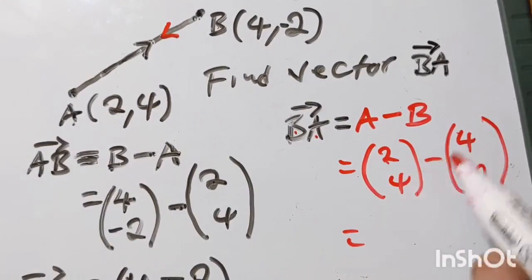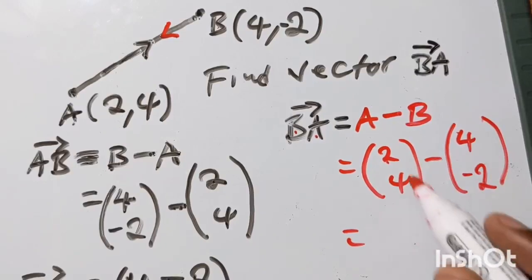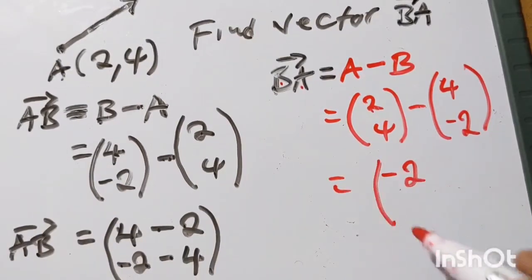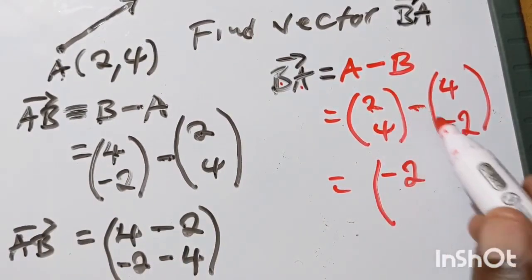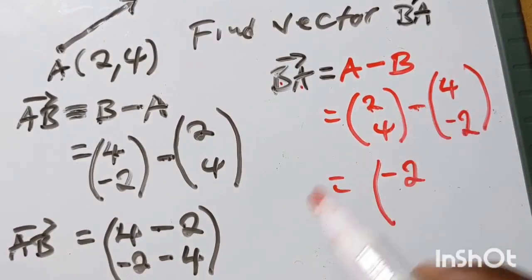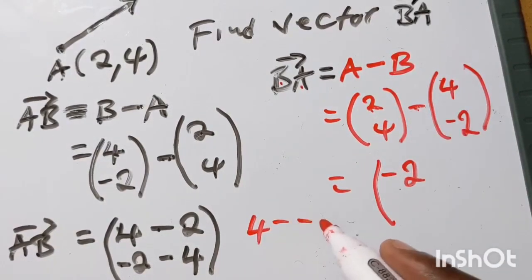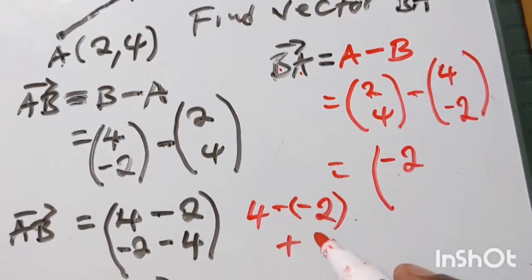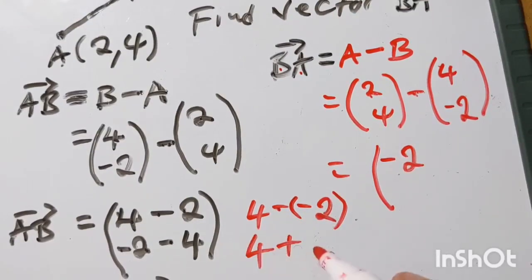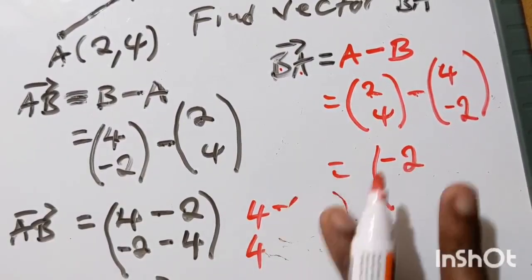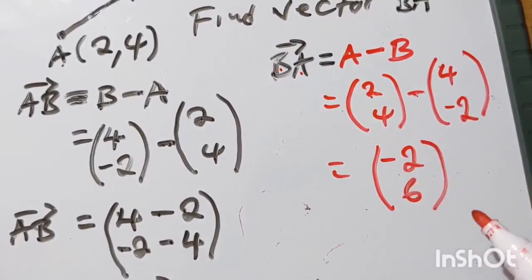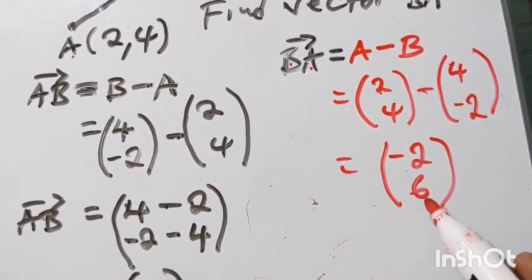Equals, what is 2 minus 4? 2 minus 4 is negative 2. How about 4 minus negative 2? So this is negative times negative, that is positive. So it means that it's plus. You are adding these 2. So that is 4 plus 2, which is 6. So meaning that here we are going to have 6, like that. Okay, so that is it there.